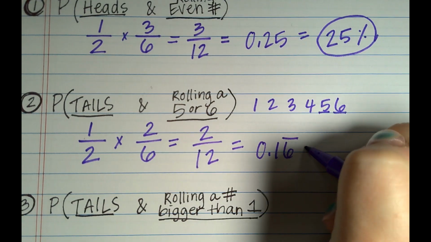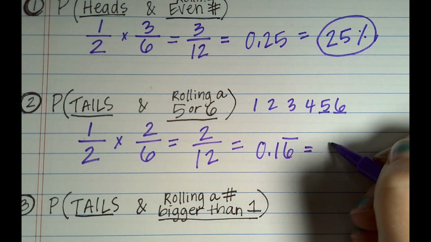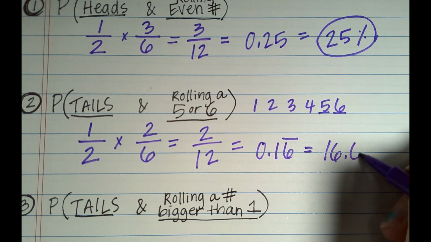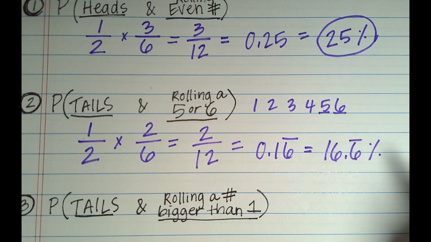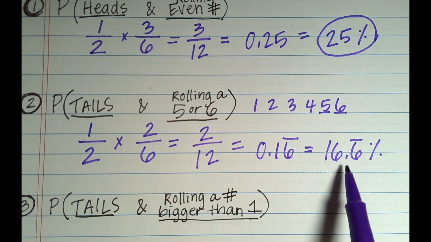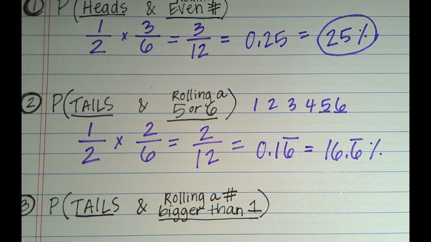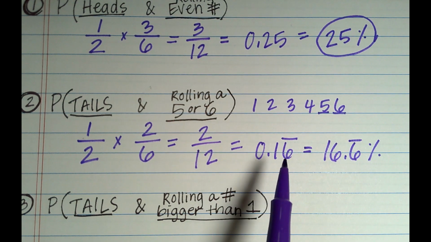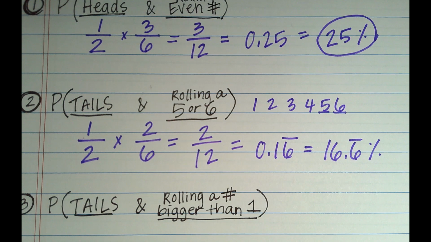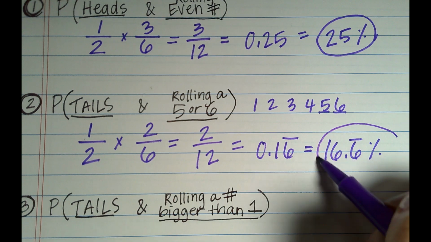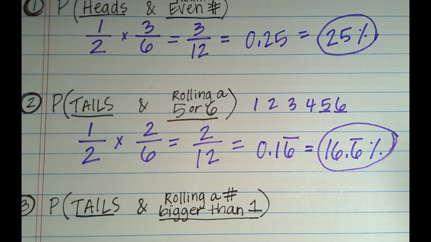And our percentage. Perfect. 16.6 repeating percent. If you just kept it as 16%, that is also fine. However, if we wanted to be as accurate as possible, since that 6 repeats, we know that it does exist. It keeps on going there. So, very nice. 16.6 repeating percent would be our answer here.